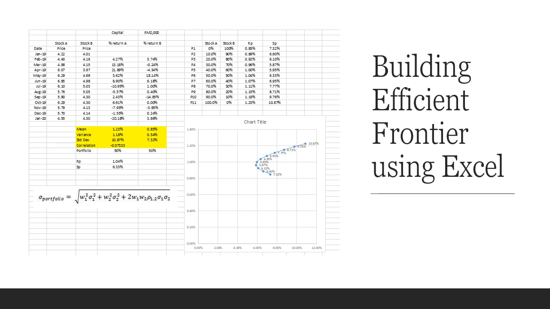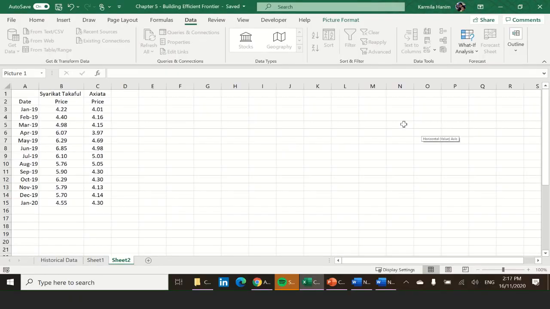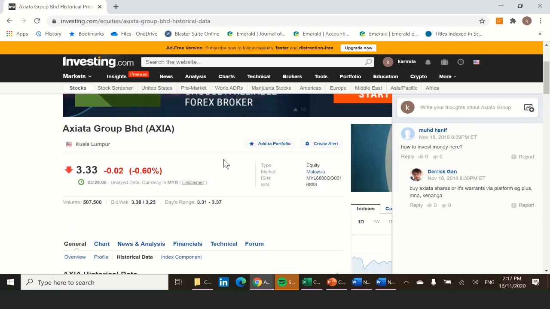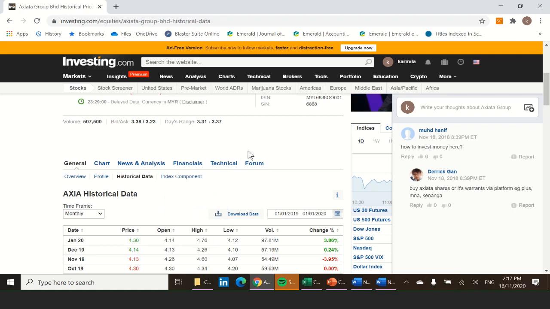Okay, to shift our attention to a more practical aspect of the efficient frontier and its application, I will later share with you a video on how to construct or build efficient frontier in Excel by using real data. So, I have selected two stocks listed in Bursa Malaysia from two different industries. The first stock is from Syarikat Takaful Malaysia Berhad and the other one is from Axiata Group Berhad.